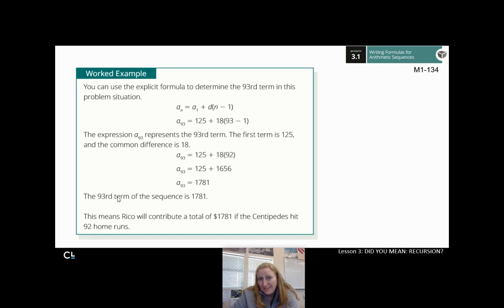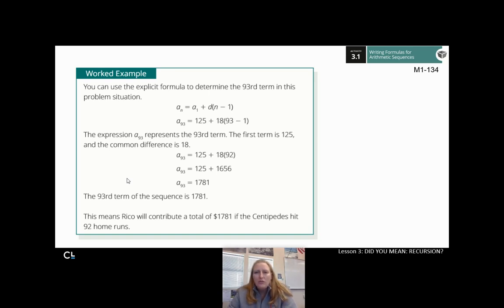So it turns out the 93rd term of the sequence is 1,781. So this means that Rico will contribute $1,781 if the Centipedes hit 92 home runs. Please remember, 93rd term means only 92 home runs, all right? Always just the littlest bit off. Watch out for that.